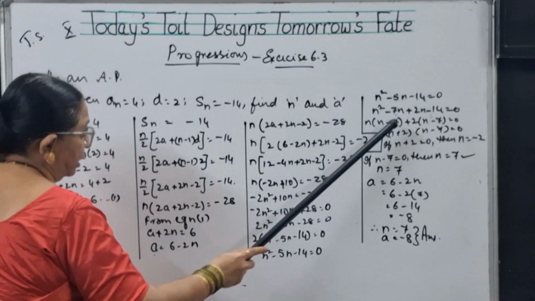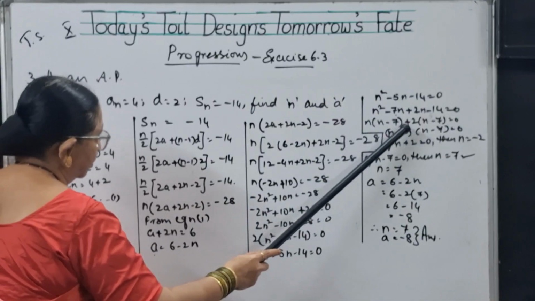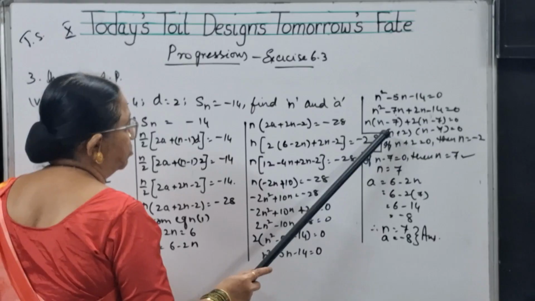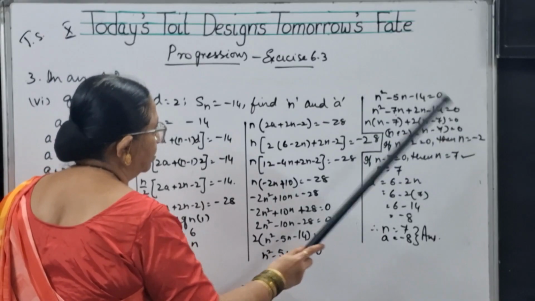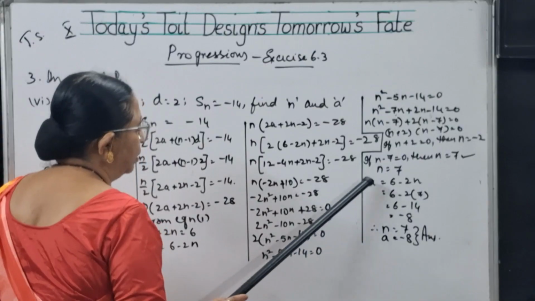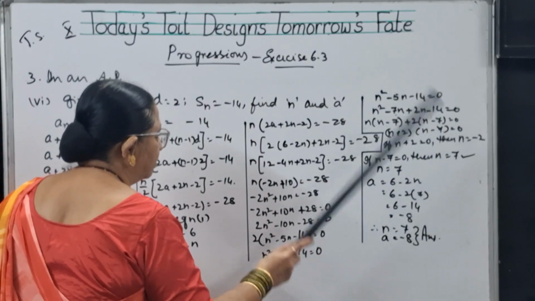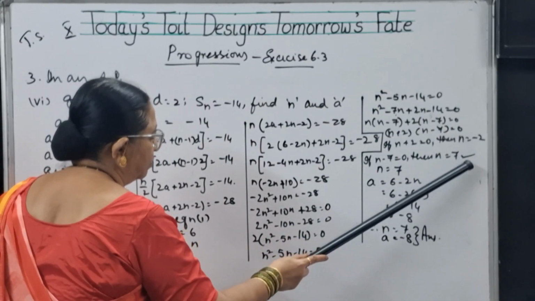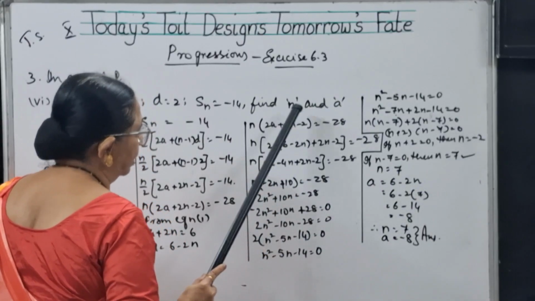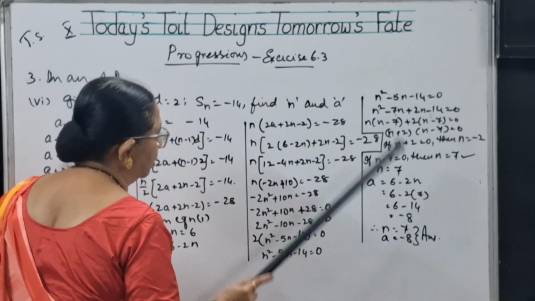So in these two, n is common. n into n minus 7 plus 2 into n minus 7 is equal to 0. That means n plus 2 into n minus 7 is equal to 0. If n plus 2 is equal to 0, n is minus 2. If n minus 7 is equal to 0, n is 7. We can't take negative values, so we are taking positive, n is equal to 7. Now we have got n.